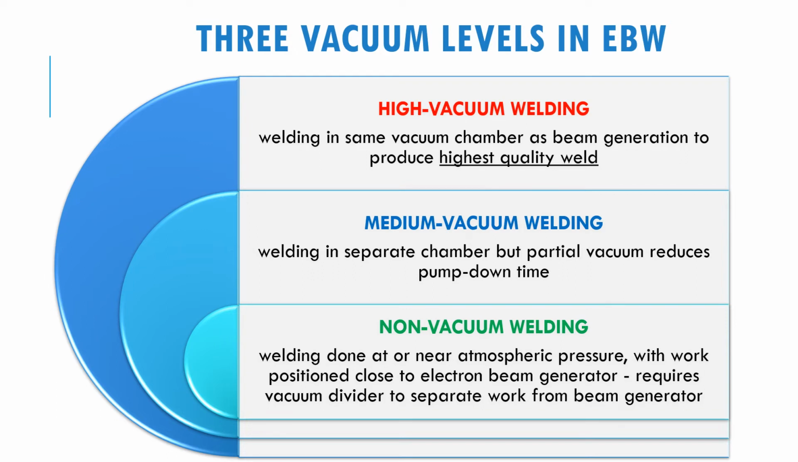And the last one is non-vacuum welding, where the welding is done at or near atmospheric pressure, with the work positioned close to the electron beam generator so that the focus will be better, since there is no vacuum environment anymore, right? So this one will require a vacuum divider to separate the work from the beam generator.